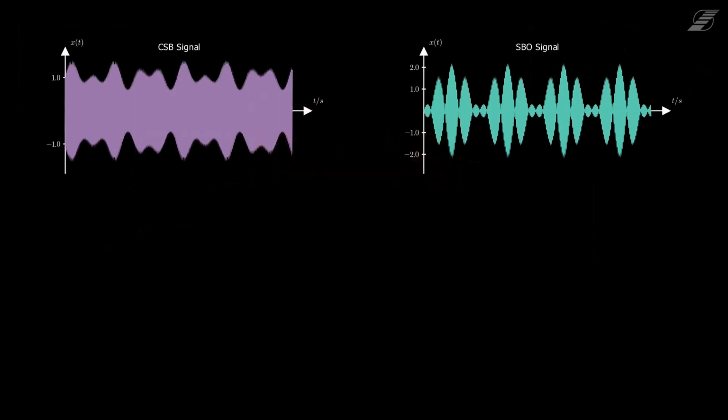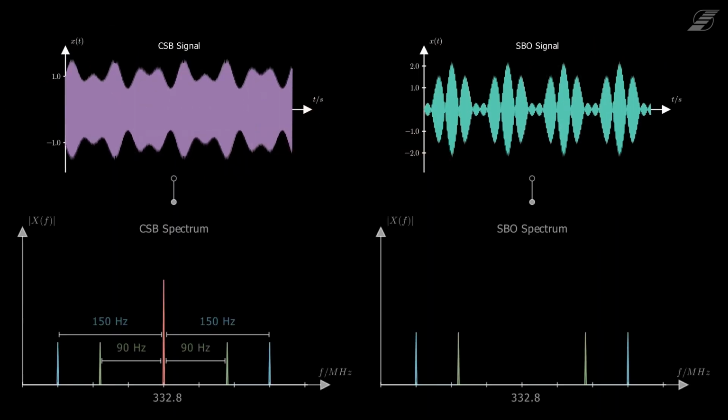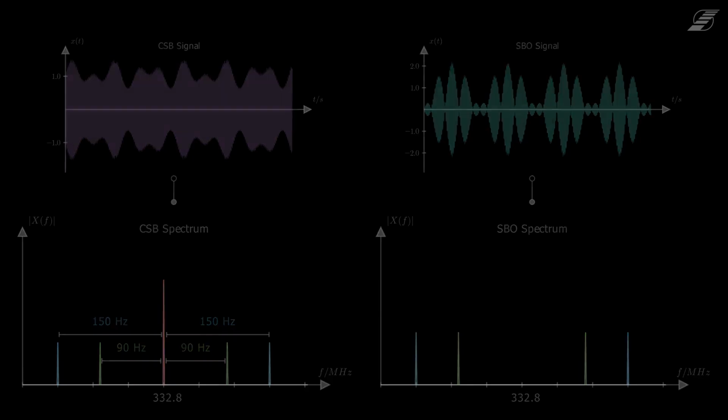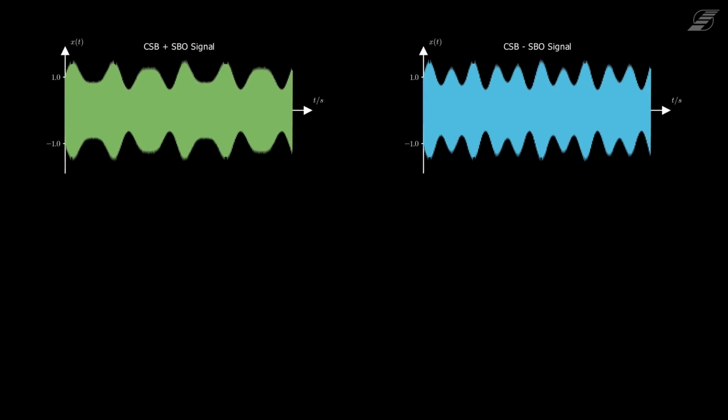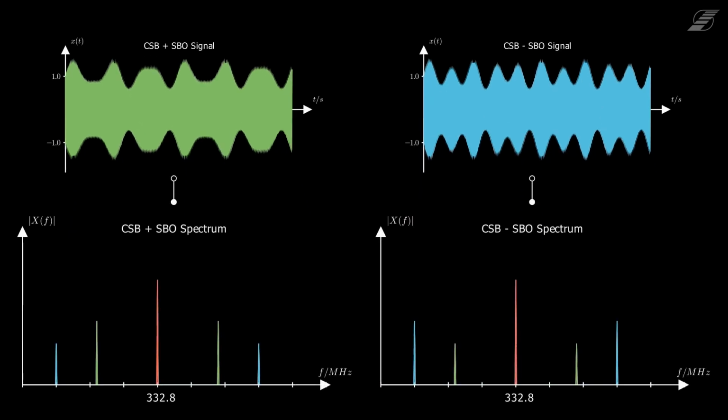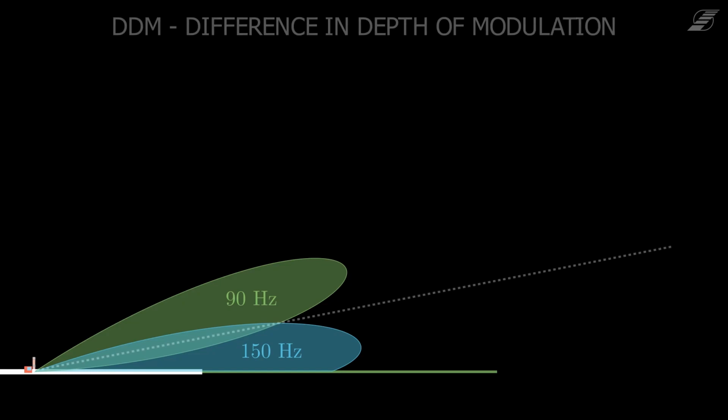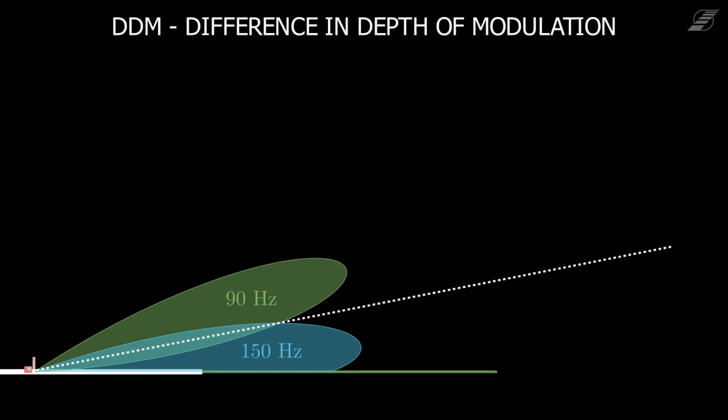Taken both signals independently, the power of the 90 Hz and 150 Hz tones are the same, but when added or subtracted from each other, that changes due to the different phase. Adding both signals up results in a predominant 90 Hz tone, and subtracting the SBO from the CSB signal results in a predominant 150 Hz tone. The DDM and SDM for the glide path work in the same way as for the localizer.